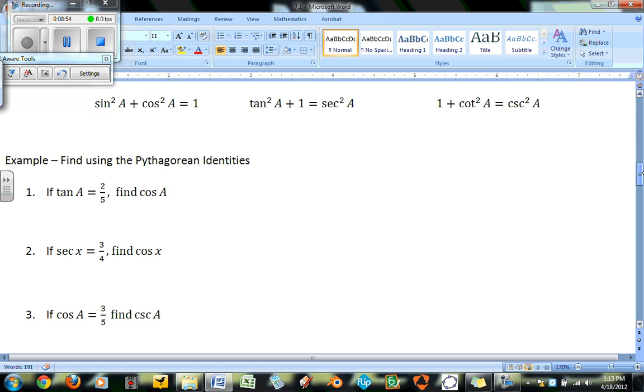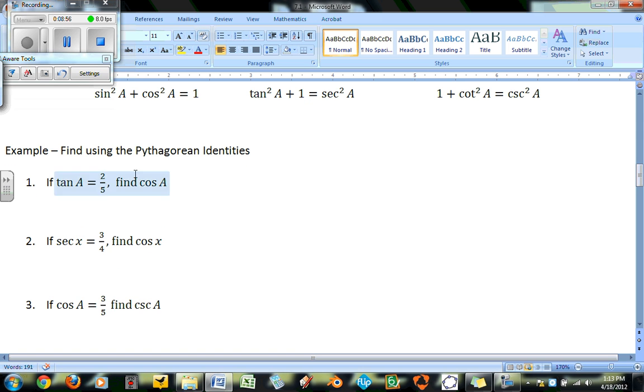All right, so here we are. Here's just an example of using the Pythagorean identities. Here they give us tangent of A is 2/5. They want us to find cosine. First of all, let's look up here. Where are we dealing with tangent? Well, these two deal with tangent, right? If I find its secant value, then I can just find its reciprocal, and all of a sudden I have its cosine value, right?